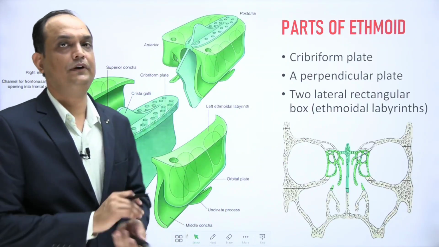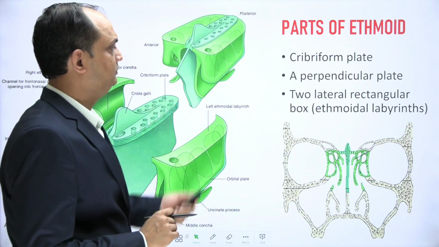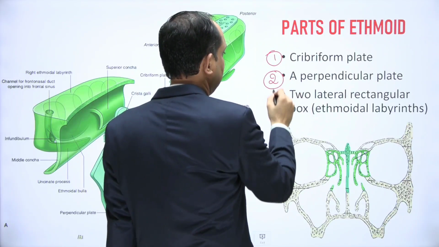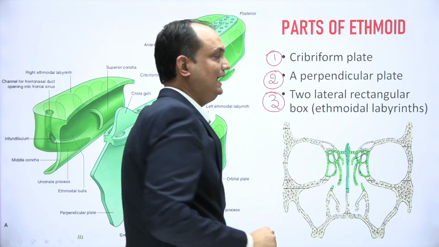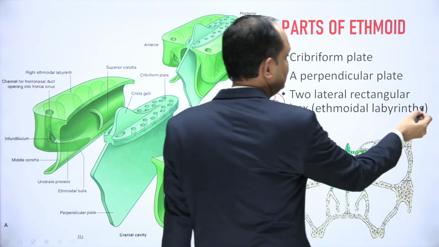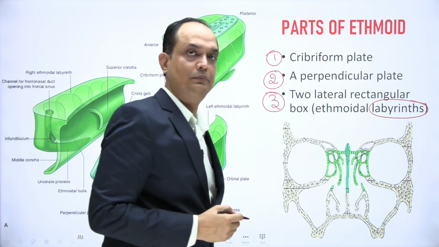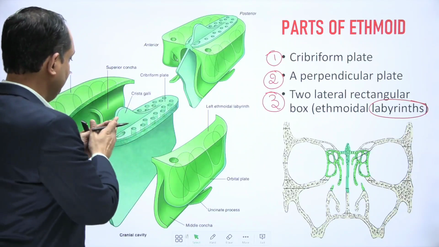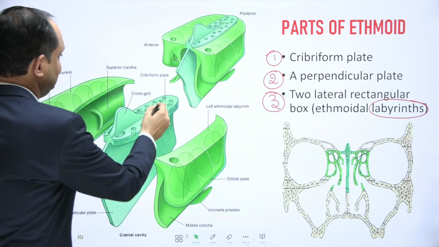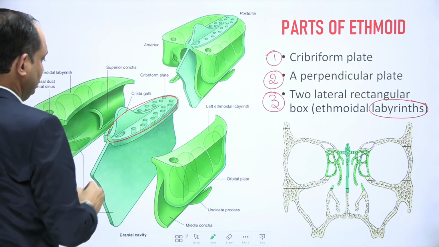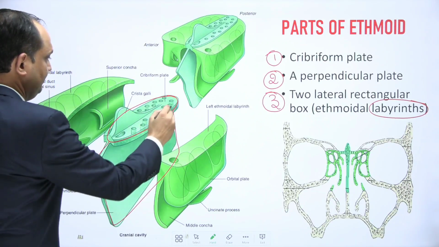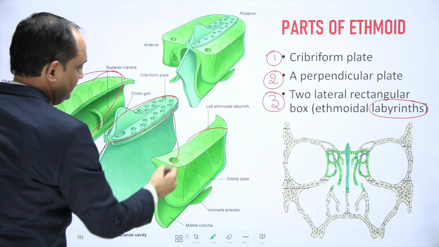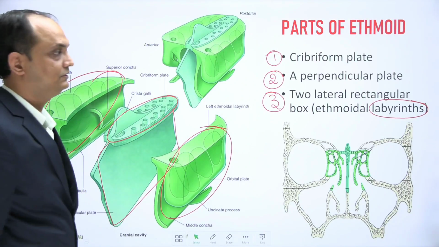So what are the different parts of the ethmoid bone? The parts are, first, the cribriform plate; second, the perpendicular plate; and third, the two lateral rectangular boxes known as the labyrinths of the ethmoid bone. If you break the bone into three parts, this is the cribriform plate. Below it, the perpendicular plate goes downward, and on both sides of this plate you have the two boxes, the labyrinths.